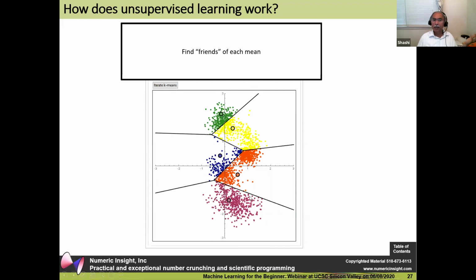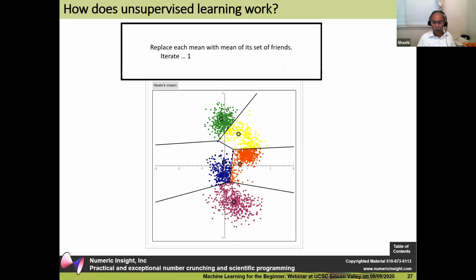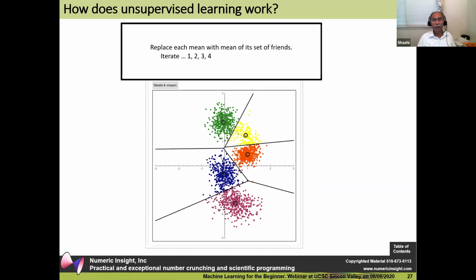So we have found the friends of each mean. What do you do next? What you do next is you find the mean of the friends. You take all these green points and find the mean of the green points, the centroid of the green points. And once you find the centroid of the green points, you push this green mean to that centroid. You see that happen there, right? So you keep doing that, keep on iterating till it doesn't change anymore. Once you're done, your job is finished.